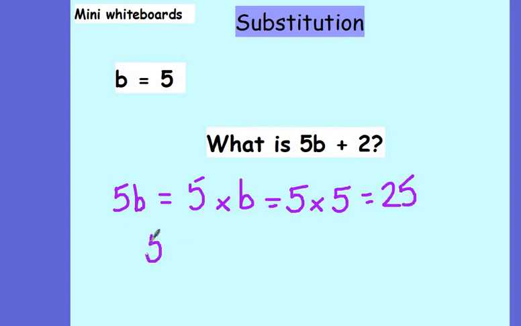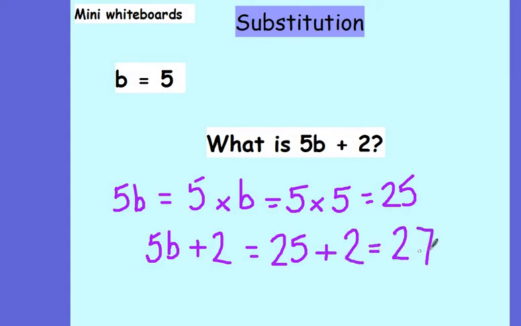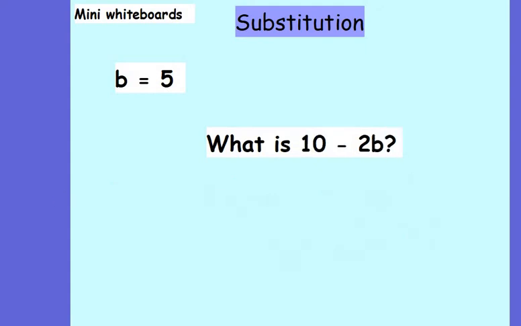So I've got 5b plus 2, which is 25 plus 2, which is 27. How about this one? Pause the video, answer the question in your light blue books for me.